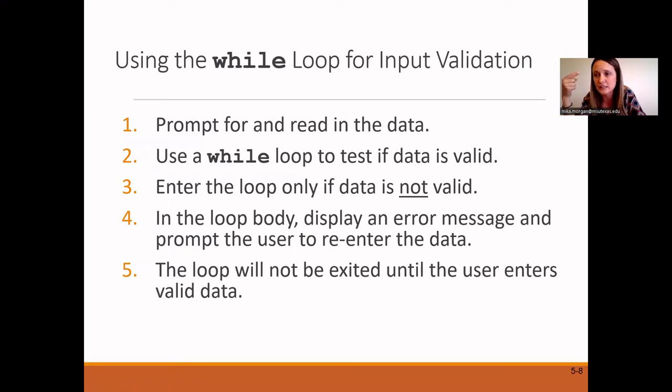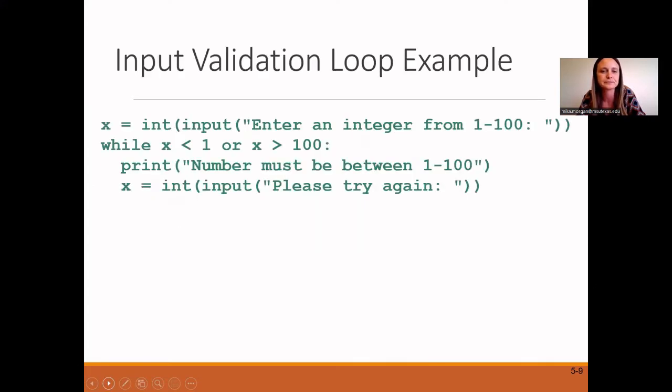It'll go back and check the conditional. When they entered it the second time, is it now the right kind of information? Nope, still wrong. Stay inside your loop. Keep making them re-enter the data as many times as necessary until they finally give valid information. And then whenever it's actually correct, you can exit the loop. So here's an example of that.